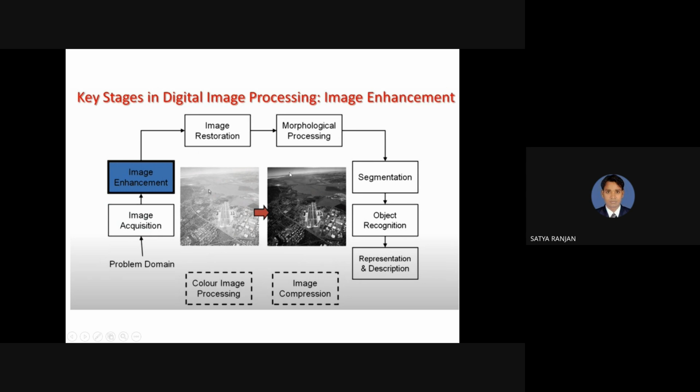Then the image enhancement. After getting the image, we have to find out what is the problem with the satellite image. Then we found some blurring effect is there. So we apply the enhancement technique, and then we get the enhanced images, which are the result of this enhancement. After that we have to find out what the restoration technique is.